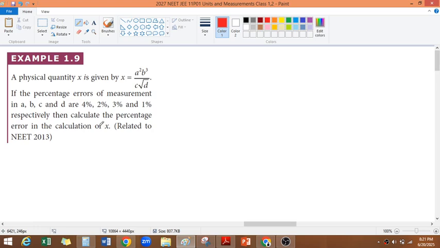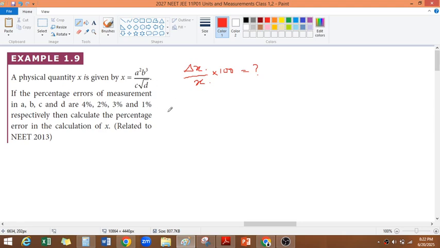Calculate the percentage error in the calculation of x. So basically percentage error comes from your concept of relative error. This is absolute error, this is relative error, and multiply by 100. That is your percentage error.